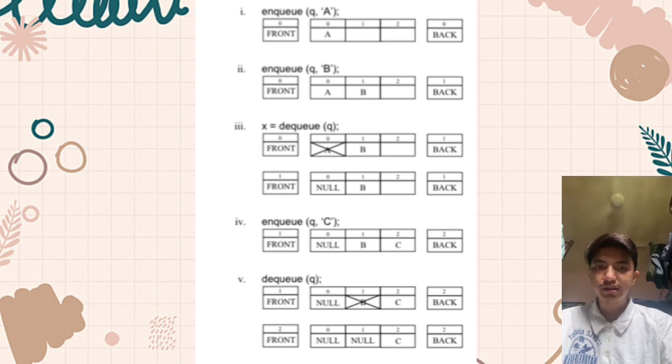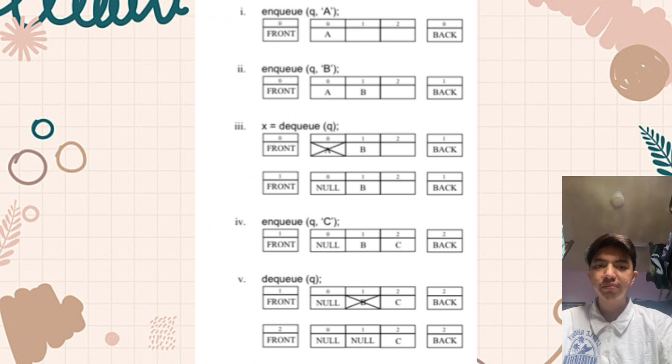So for x equals dequeue: Q (B), front equals 1, back equals 1, x equals 1. Enqueue C: Q (B and C), front equals 1, back equals 2. Dequeue: Q (C), front equals 2, back equals 2.